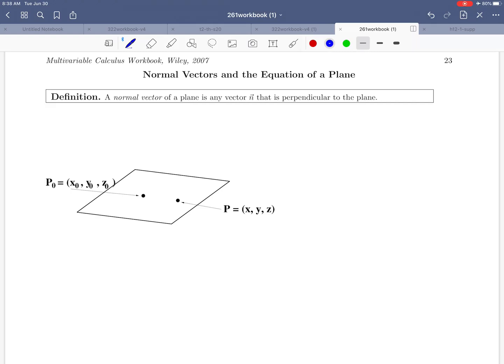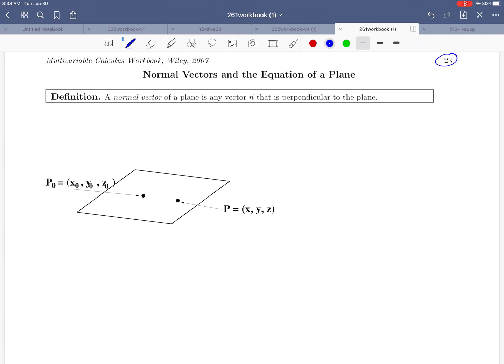Hello everybody, and welcome to page 23 on the workbook. On this page, what we're going to do is develop a second formula for the equation of a plane. We already talked about one formula earlier that had to do with slopes of the plane in the x and the y direction, and we're going to come up with a second formula on this page.